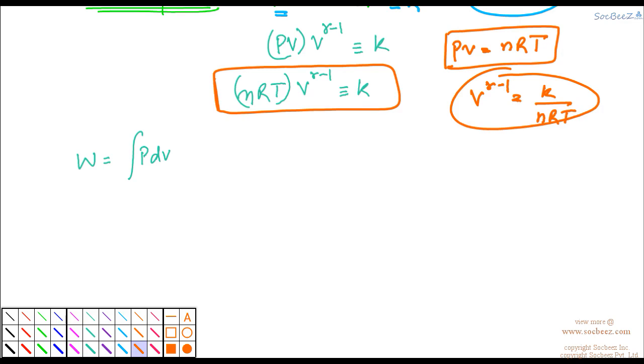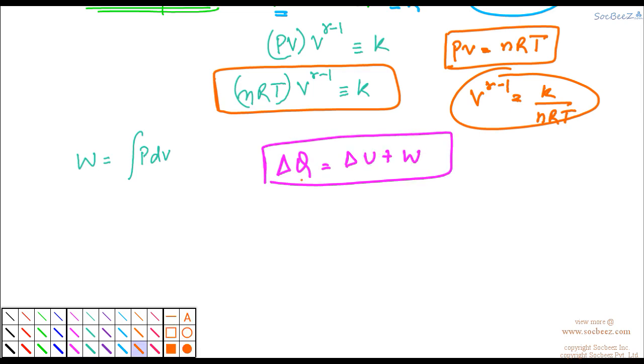Alright. Or we could have done it in a similar manner like this. Rather than formulating it like this, there is a very easy method you could have used. Delta Q is nothing but delta U plus work. We know that delta Q for an adiabatic process is 0, because we are not supplying any heat from outside or taking from the system.